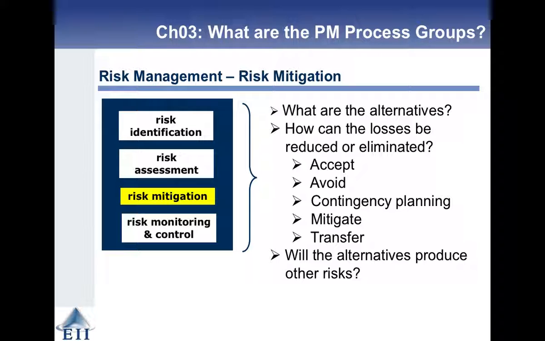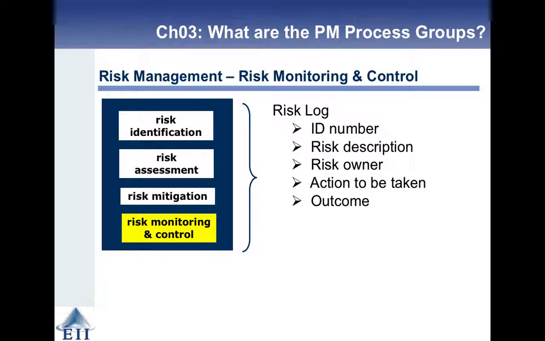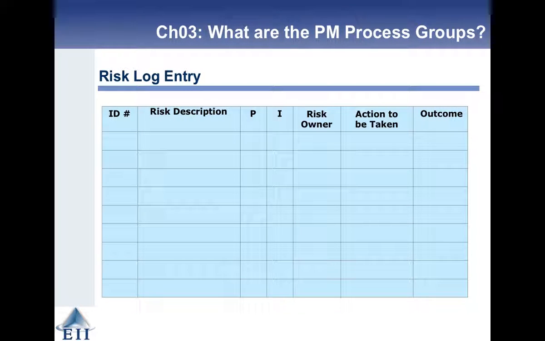Mitigation, what are the alternatives? How can you reduce the losses? And will the alternatives produce other risks? And once you've got a risk, once you've ID'd it, you give it a number, you give it a description, you assign an owner, you assign the action, and in the end you say what the outcome was. Maybe the risk didn't happen. If it's not a risk, it's an issue. A risk that happens is an issue. And here's an example log entry: ID, description, probability, impact, owner, action, and outcome.